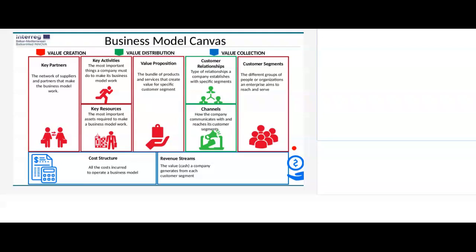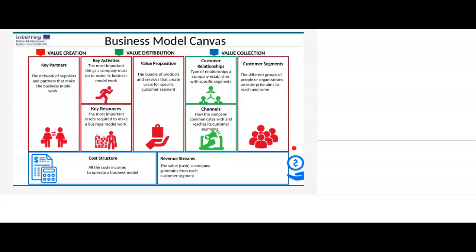These people, as you can imagine, are really busy and they don't have time to waste. So basically, the business model canvas is a really good framework that you can use to map your business idea and create the business model through it.